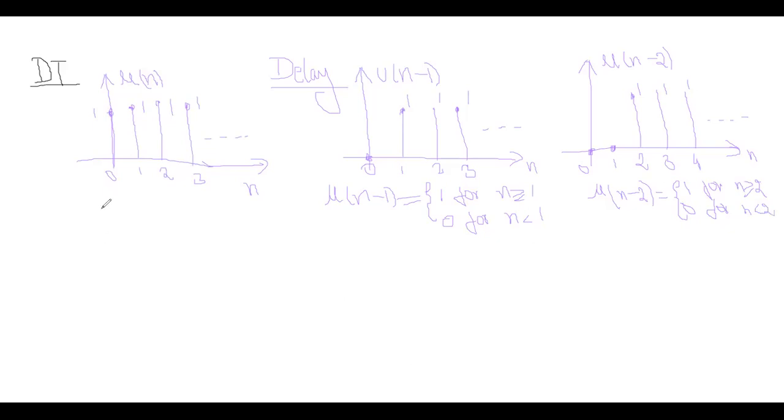Okay. So for the standard step function, the equation is also, I'm writing this, 1 for n is greater than or equal to 0, because here the 0 is there. n minus 0, n minus 1 for n is greater than or equal to 1, n minus 2 for n is greater than or equal to 2, and 0 for n is less than 0.